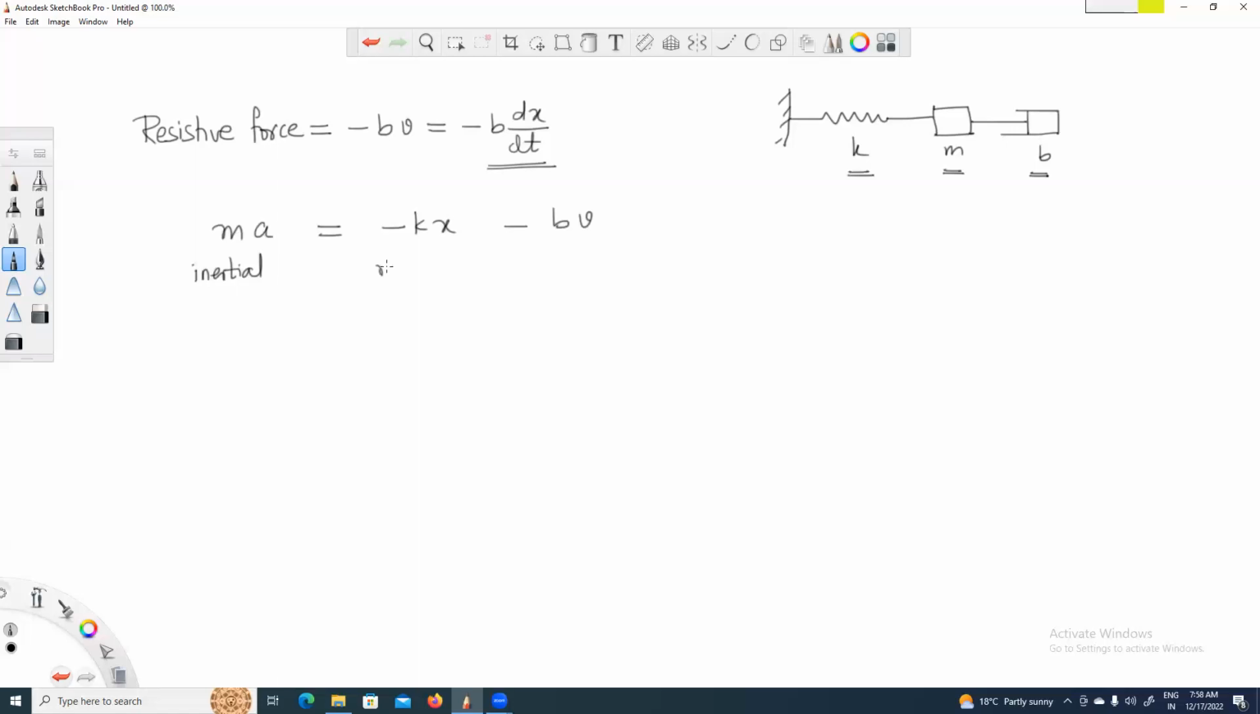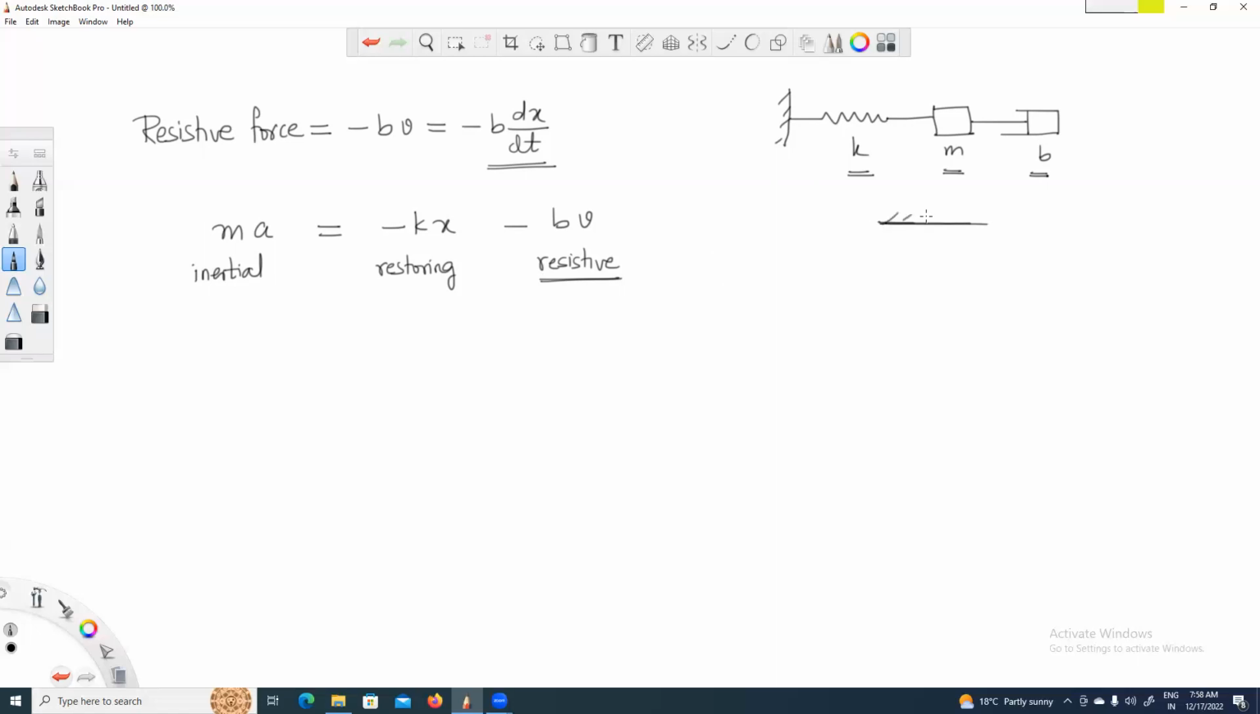This is the restoring force, and this is the resistive force. This resistive force is an additional force, so our energy is also going to be dissipative in nature. The amplitude is going to be decreasing and energy will definitely dissipate, and at the end we'll have zero amplitude, which we call a stable configuration.